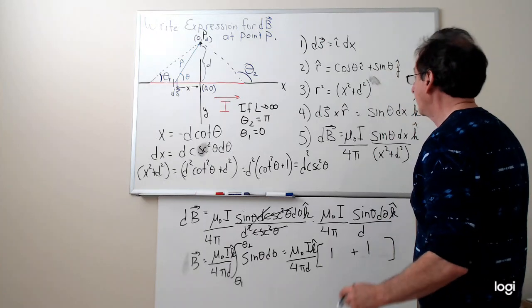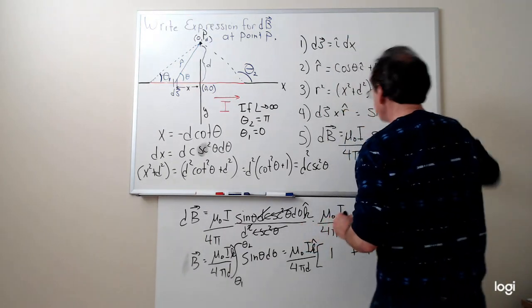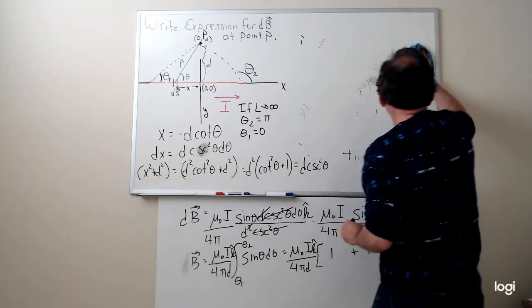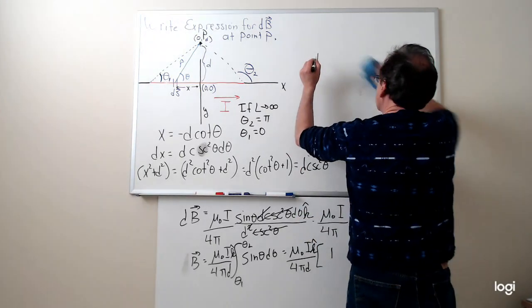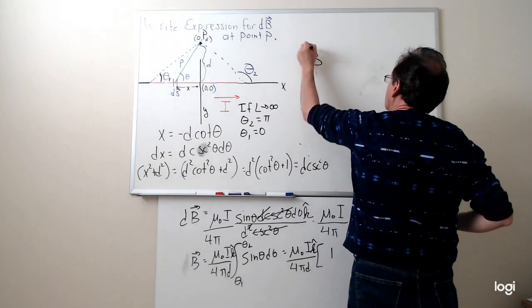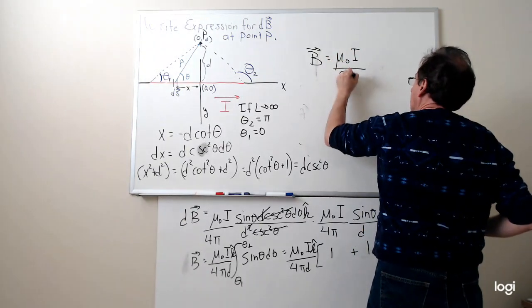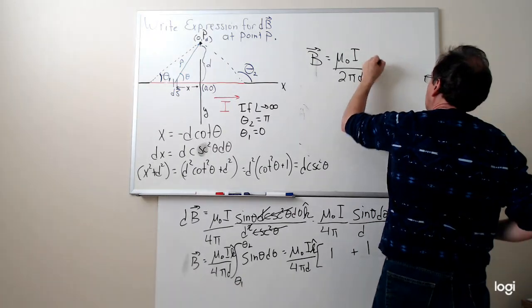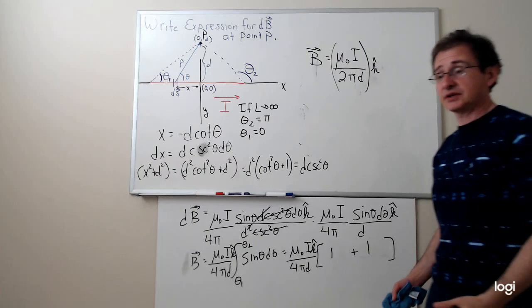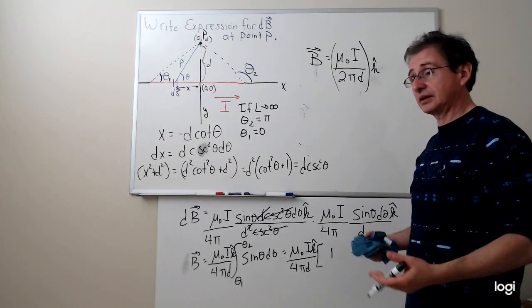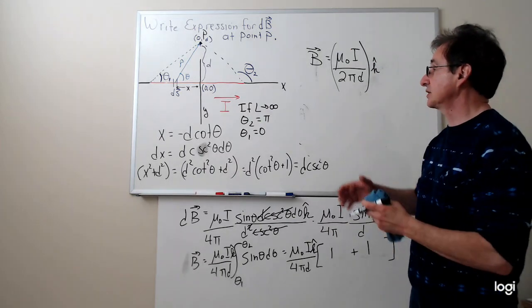And so my field then ends up being this. And the term in parentheses represents the magnitude of the magnetic field due to an infinitely long wire, a distance d from the wire.